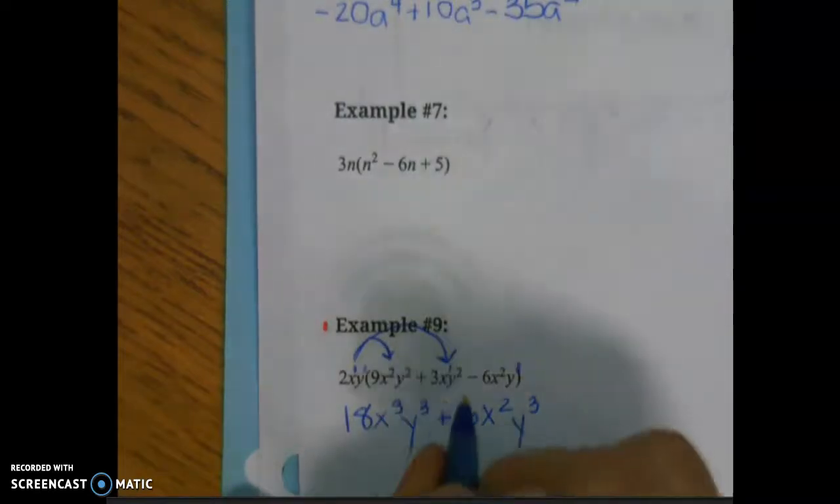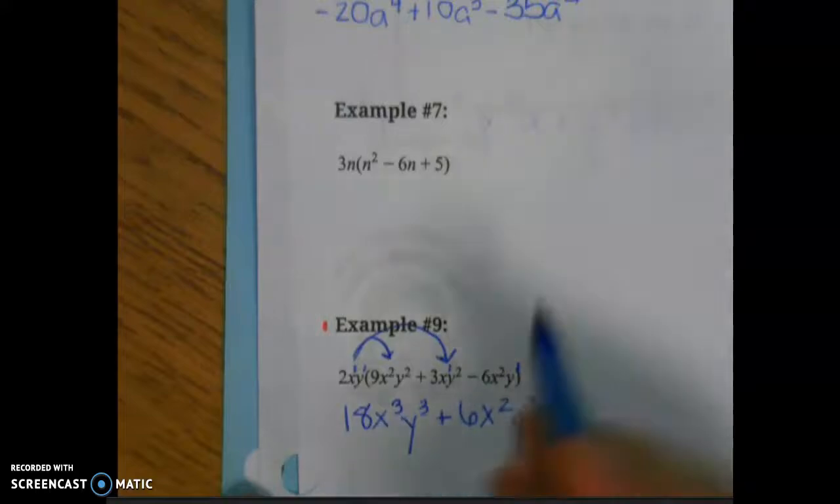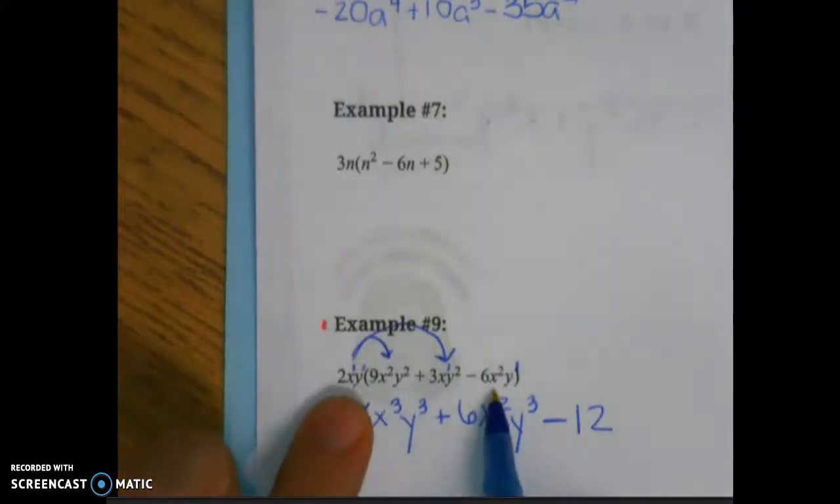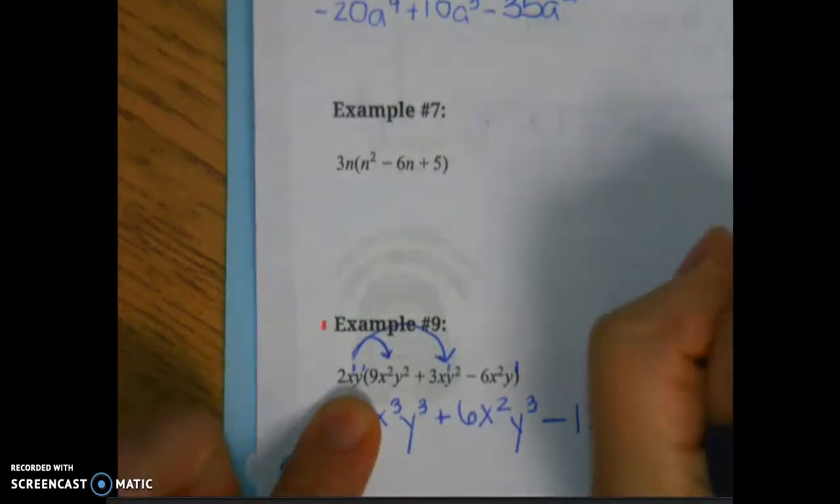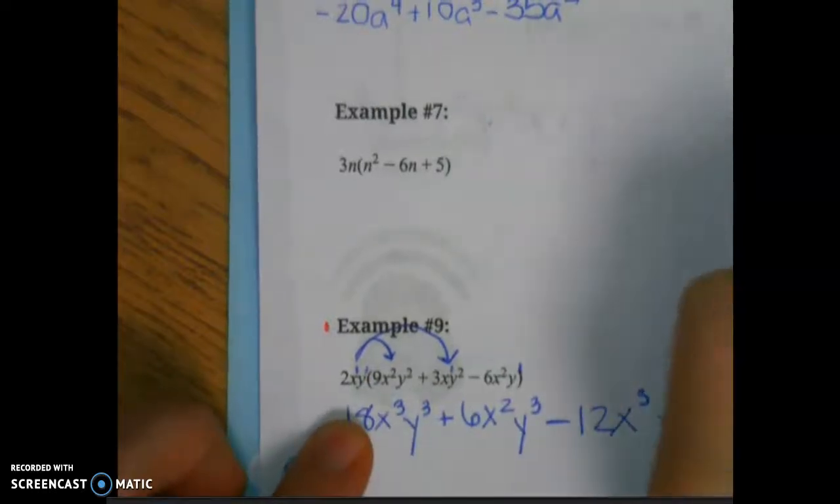Okay, and now this third term has a minus sign, so I'll bring down my minus sign. And 2 times 6 is 12, so I have minus 12. And then take a look at your x's. You have x to the first times x to the second. So that's x to the, add that 1 plus 2, and you should get 3. And then y to the 1 plus 1 is 2.